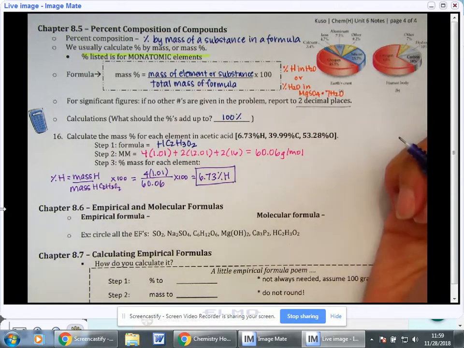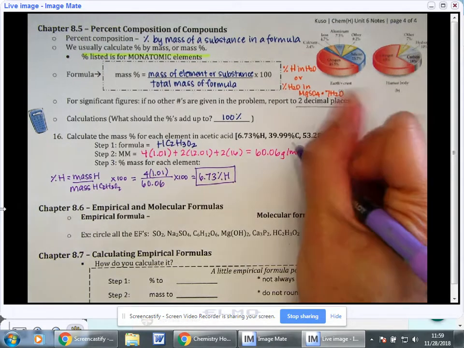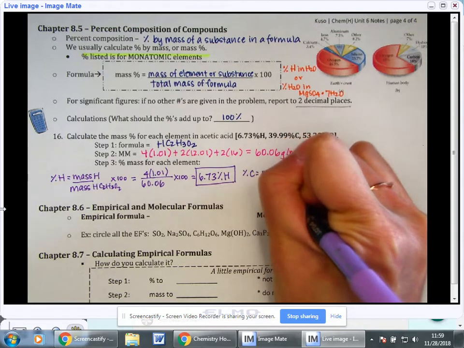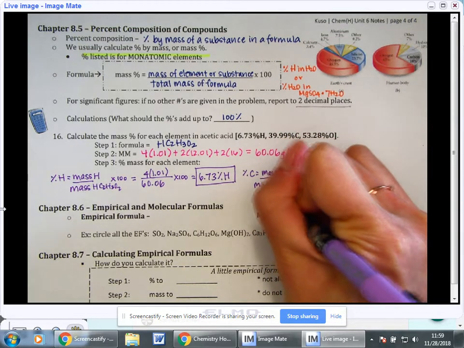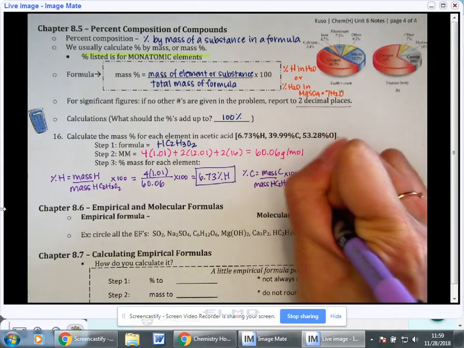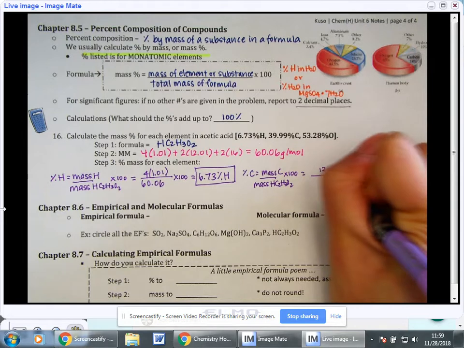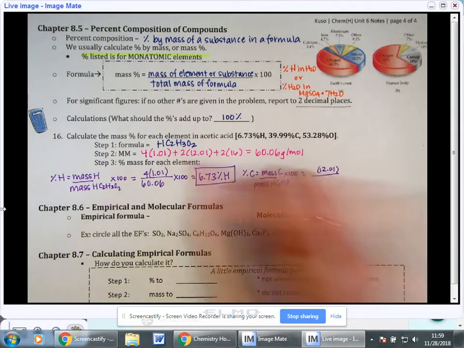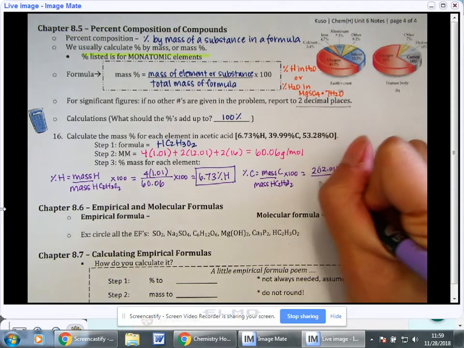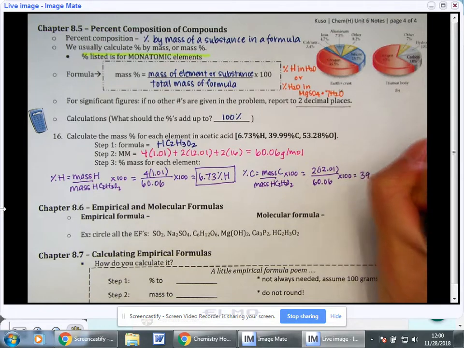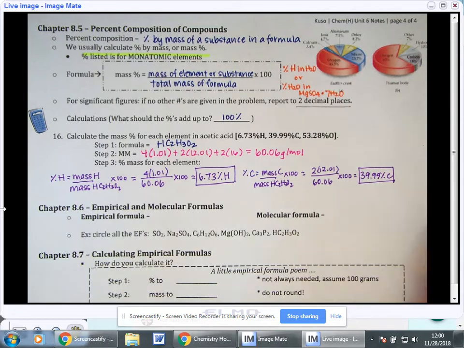Then we can also calculate the percent composition of carbon. And you're going to do the same thing. So to figure out carbon, it would be the mass of carbon divided by the mass of acetic acid multiplied by 100. And for carbon, it's not just 12.01, it's how many carbons you have in the entire acetic acid formula unit, and there's 2 of them. So I do 2 times 12.01 divided by 60.06 times 100, and you should get 39.99% C.